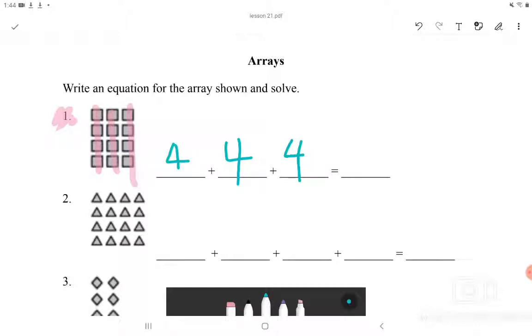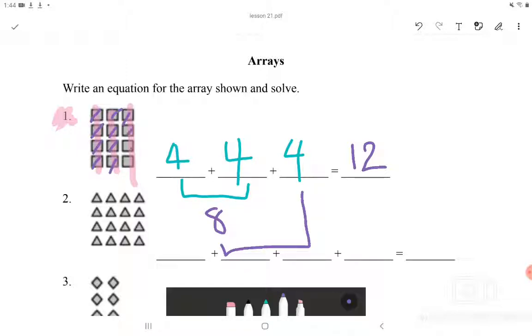And now we have to add all these 4s together. So let's first add these together, and it is 8. And 8 plus 4 is equal to 12. To make sure that you got the answer right, you can always count 1, 2, 3, 4, 5, 6, 7, 8, 9, 10, 11, 12. Since the counted number is 12, we know that this answer is correct.